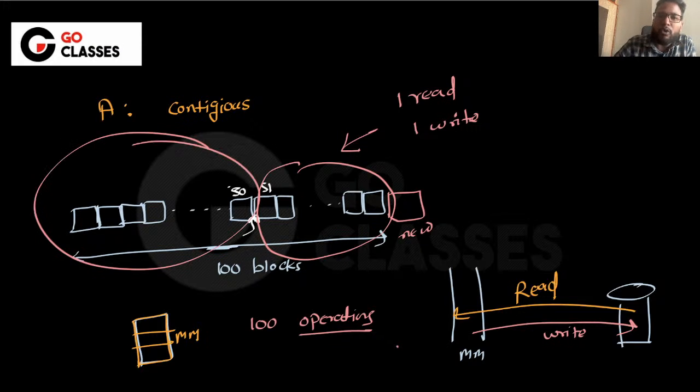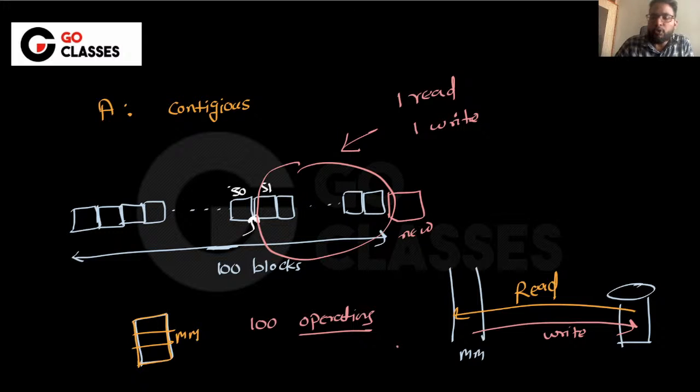For these 50 blocks you don't need anything. And then once you do it, you need one more operation. See, once you shift all of them there, then it will look something like this.